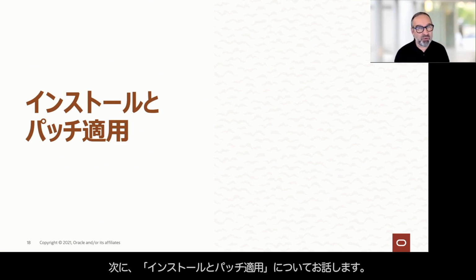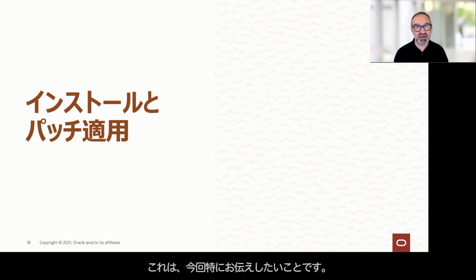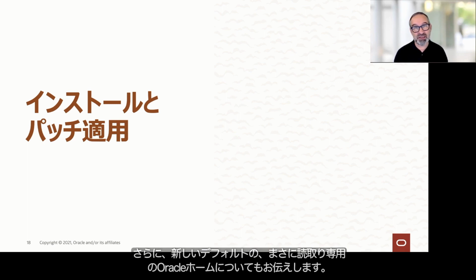The next topic we would like to talk about is installation and patching. What if you could not only download and install the base release, and then afterwards the most recent release update, and then maybe some one-off patches, but do this all in one pass, including the most recent OPatch as well? And this is what we would like to talk about. And in addition, also show you the aspects of the new default, actually, the read-only homes.